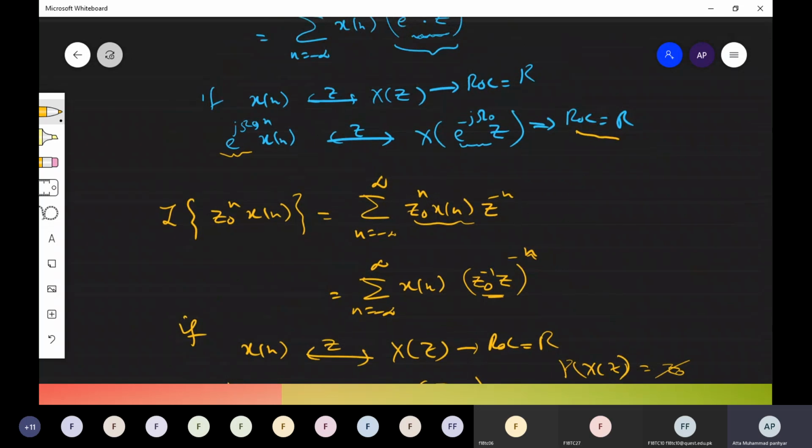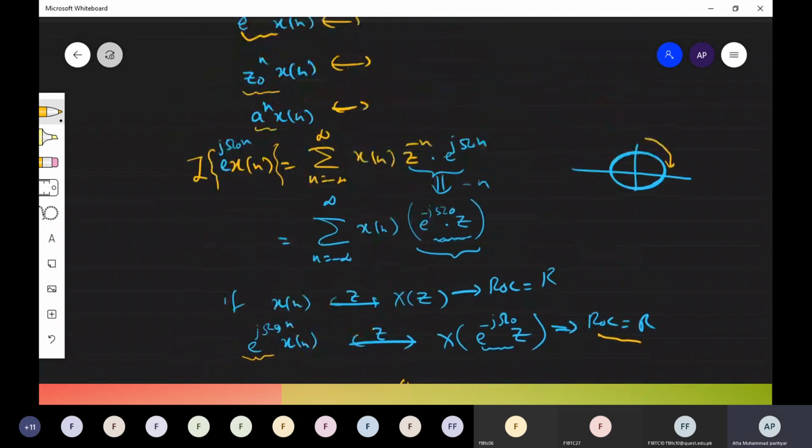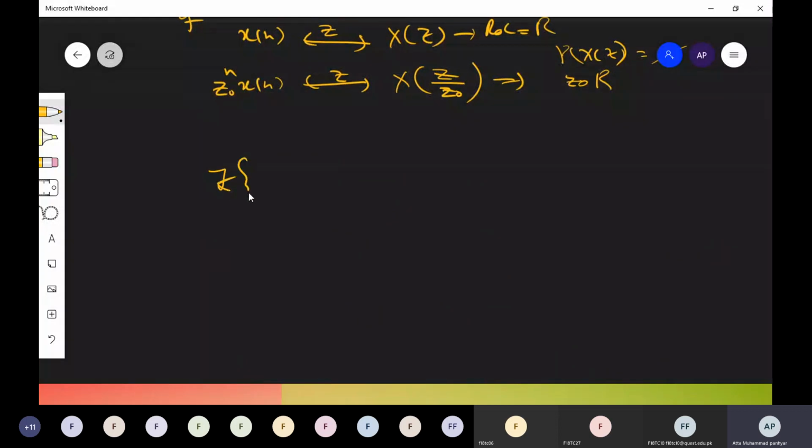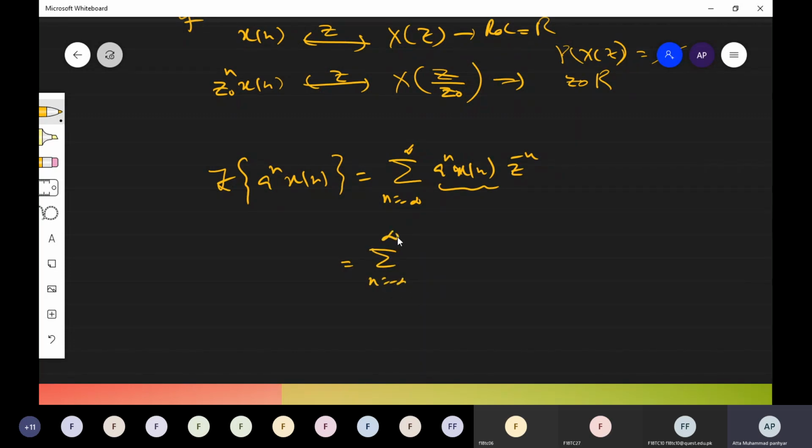Now the last variation of this scaling is alpha power n x of n. The Z transform of alpha power n x of n is equal to the summation over n from minus infinity to infinity of alpha power n x of n, which is our input, times z power minus n. So this must be equal to the summation over n from minus infinity to infinity of x of n times alpha inverse z whole power minus n.